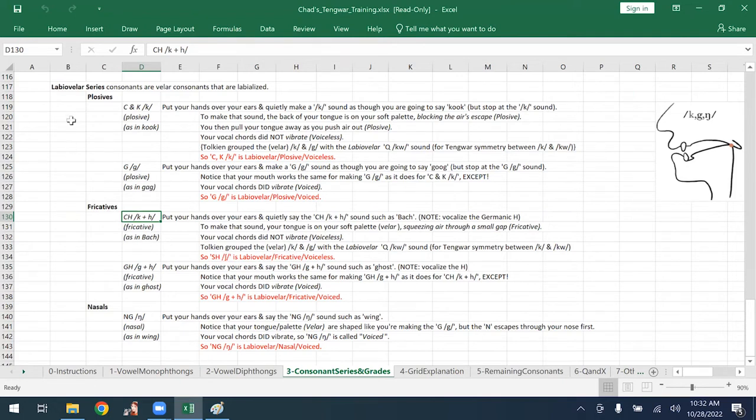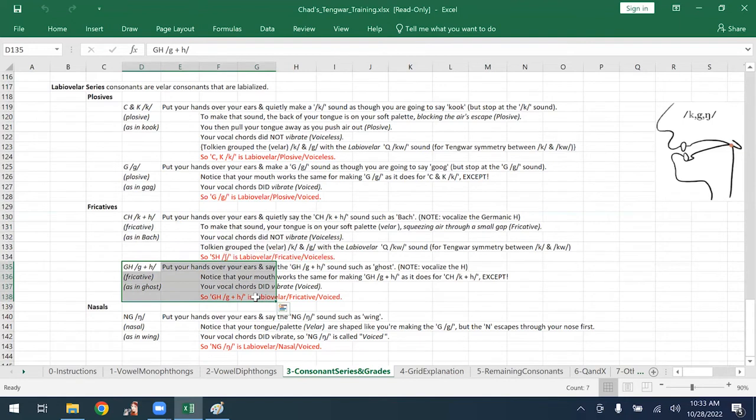So labiovelar, column 4, fricative, which is row 3 and 4. Row 3 is the voiceless C or K and then an H, and make sure you do the H afterwards. There's a different one when CH is meant to not have the H sound, and I'll show you that in a little while. But this CH is the K followed by an H like Bach or Loch. And I'm doing it hard so you can hear it.